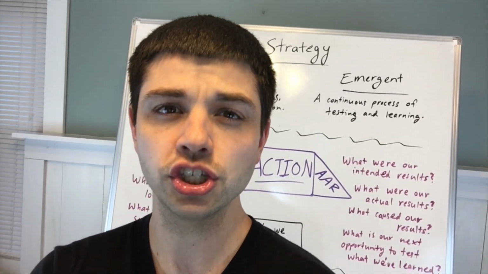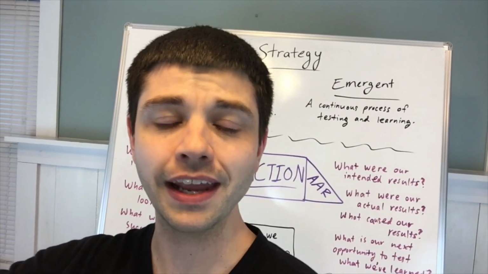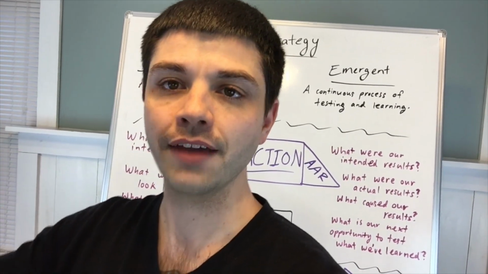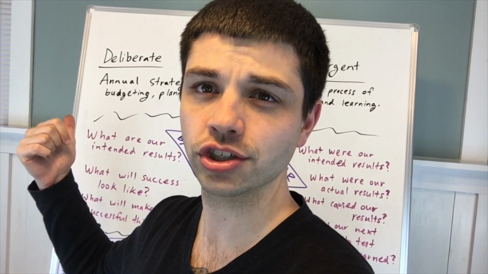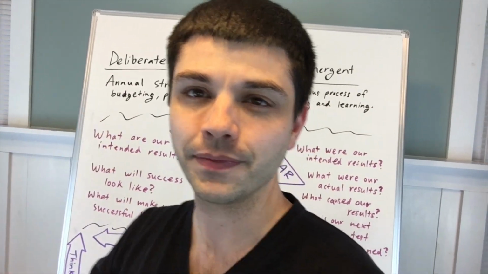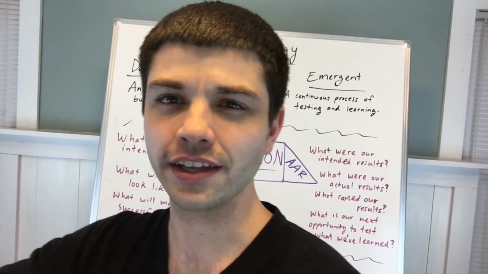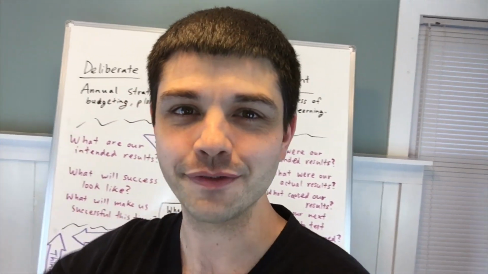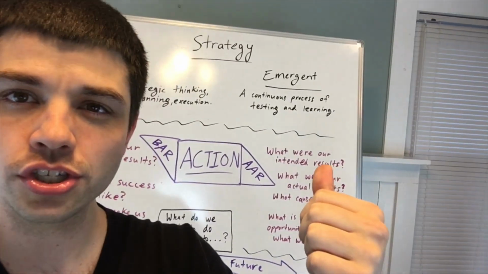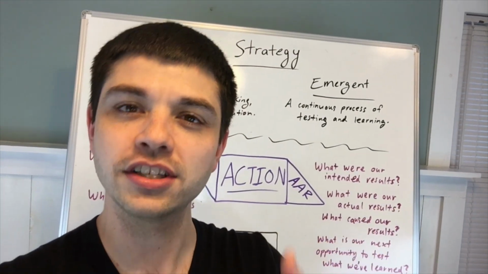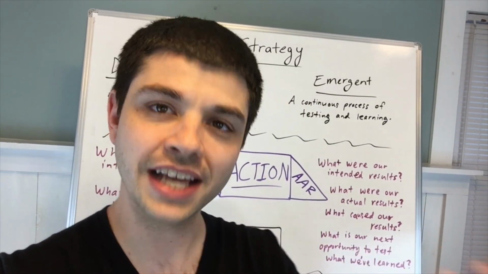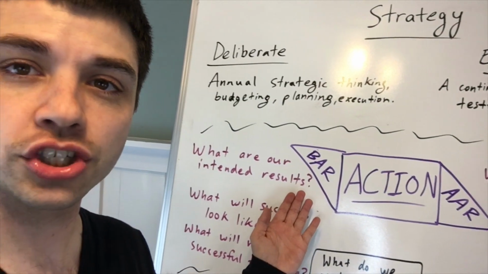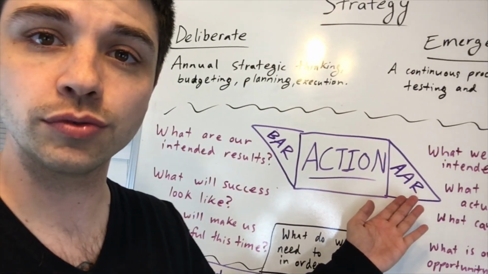Basically, the emergent strategy is the belief that everything changes. So we need to change with it. If we have a rigid strategy that doesn't change, like our deliberate strategy, then we're saying that things don't change, that things only change once a year. And that's not true about life and about the world. So the emergent strategy approach is going to allow us to change more often because we're always testing and always learning, right?